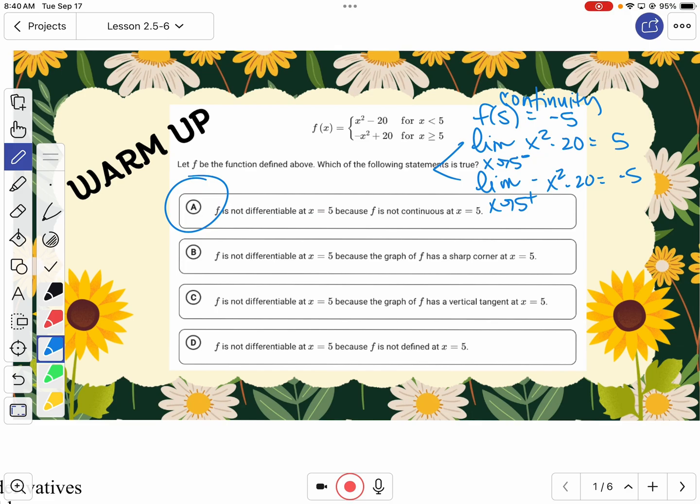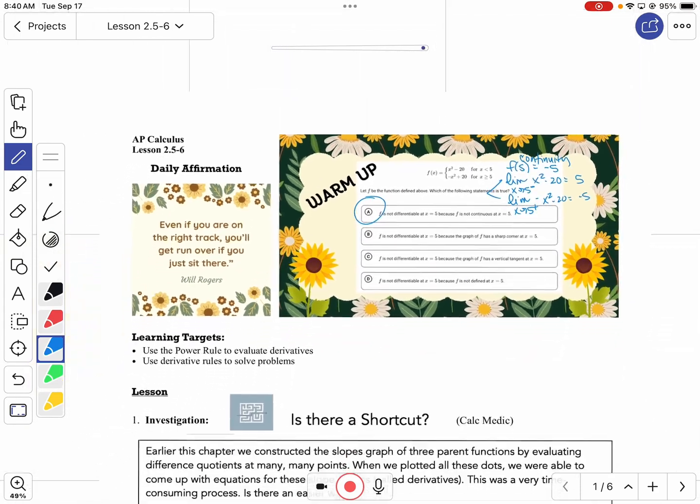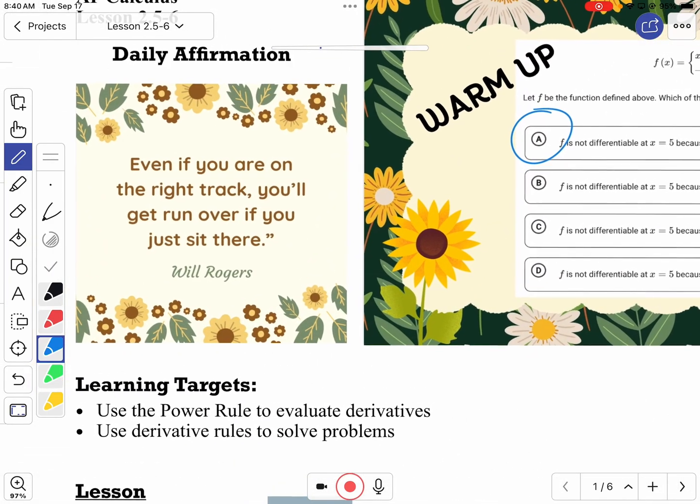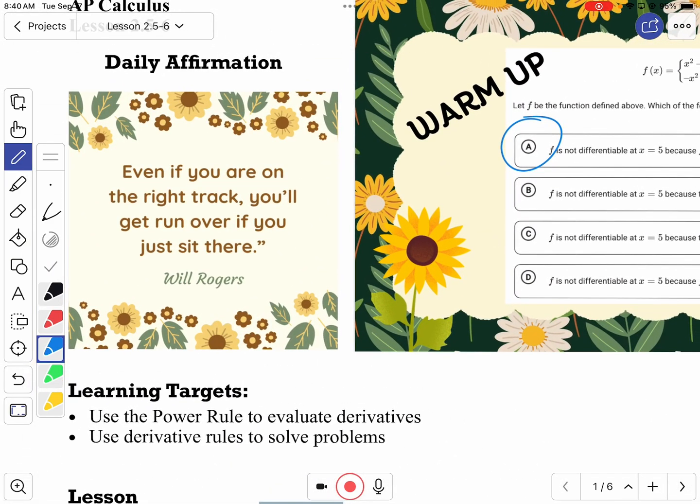All right. Question about that? All right, I really like your affirmation today. Even if you're on the right track, you'll get run over if you just sit there.